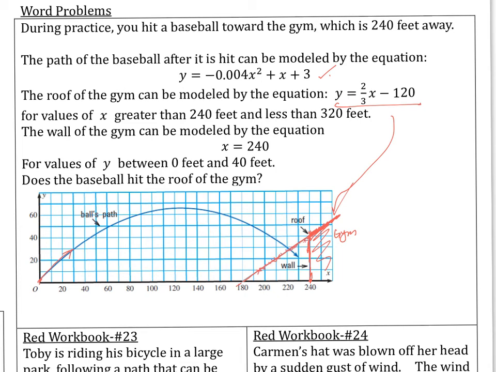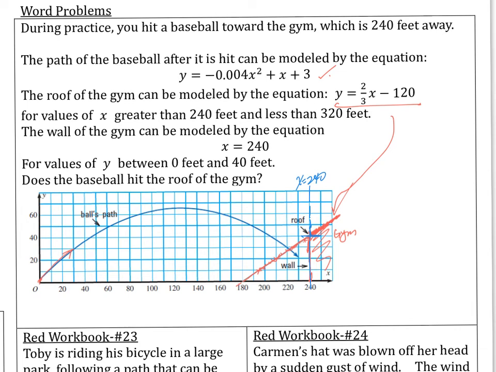And less than 320 feet. The wall of the gym can be modeled by the equation x equals 240. So it's talking about this wall here. This graph can be modeled as x equals 240 for values of y between 0 feet and 40 feet. So we want to cut it off at this point.